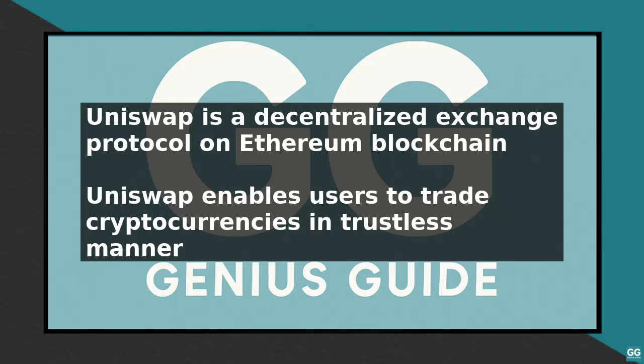Uniswap Subgraph is a powerful tool that allows developers to access and query data from the Uniswap protocol in a fast and efficient manner. To understand what a Uniswap subgraph is, we need to break down the concept into smaller parts. First, Uniswap is a decentralized exchange protocol that enables users to trade cryptocurrencies in a trustless and permissionless manner.